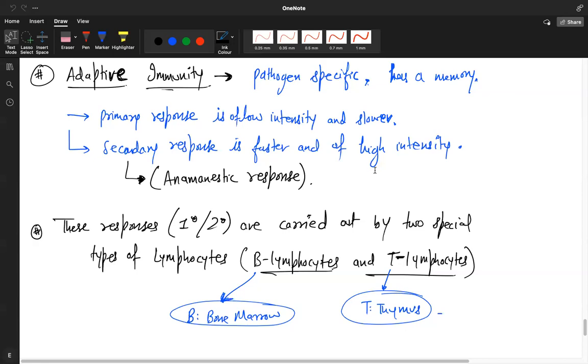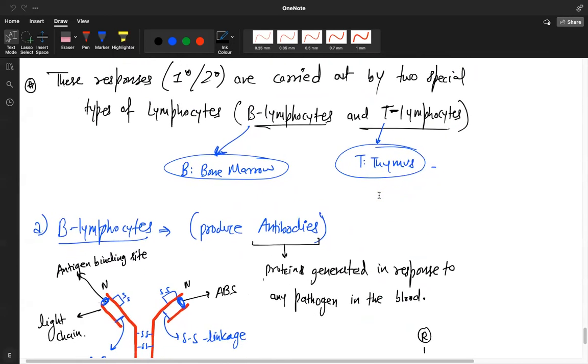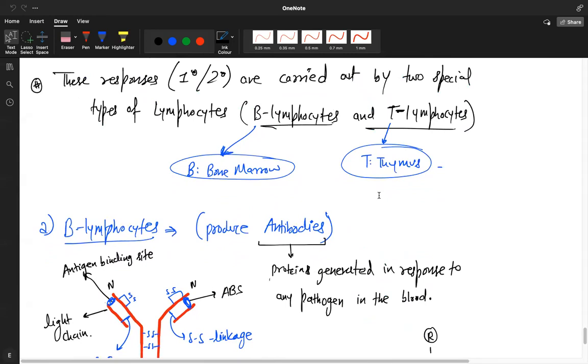So both of these responses, primary and secondary, are carried out by two special lymphocytes, B lymphocytes and T lymphocytes, also known as B cells or T cells. B in B lymphocyte stands for bone marrow, whereas in T lymphocyte, T stands for thymus. B lymphocytes produce antibodies, whereas T lymphocytes don't secrete antibodies, but they help B cells to produce them. That's why T cells are often known as helper T cells, because they are helping, right?